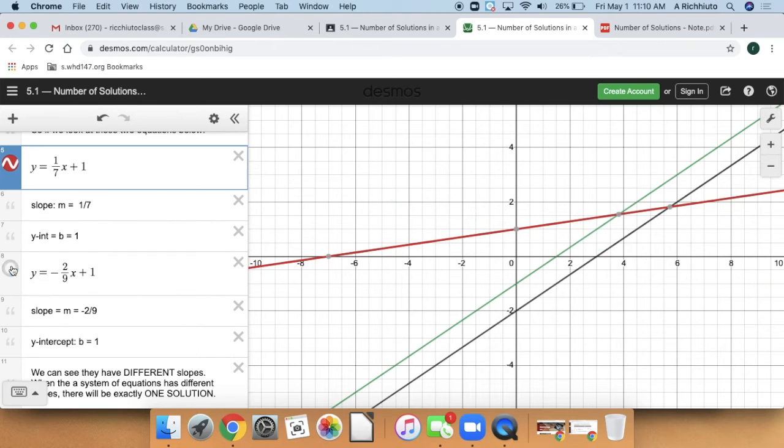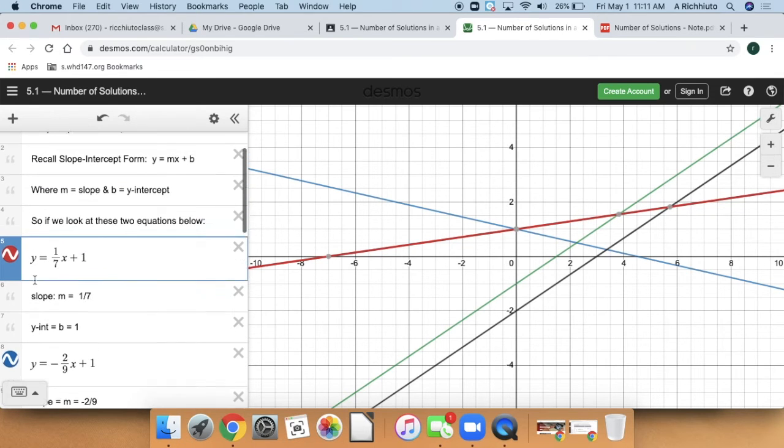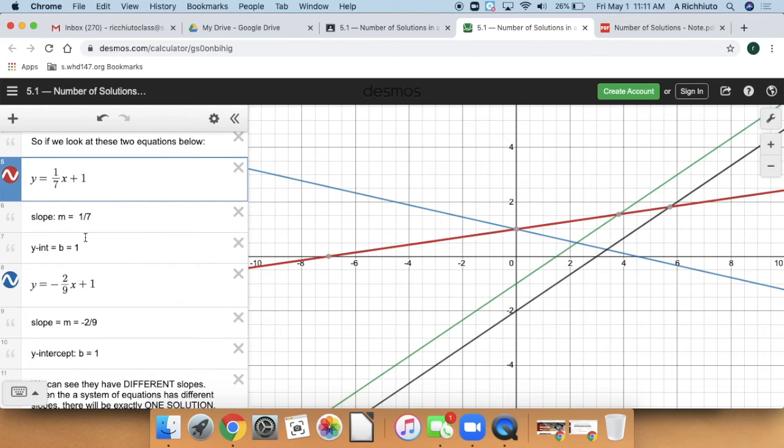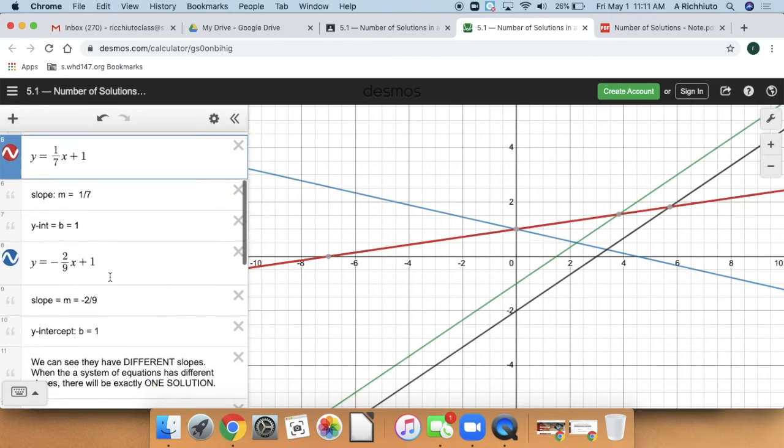If I click on that, now you don't see the color, it's grayed out, that means it's not displaying on the graph, okay? So just pay attention to that. Keep that in mind for later. All right, slope is 1/7, y-intercept is 1.